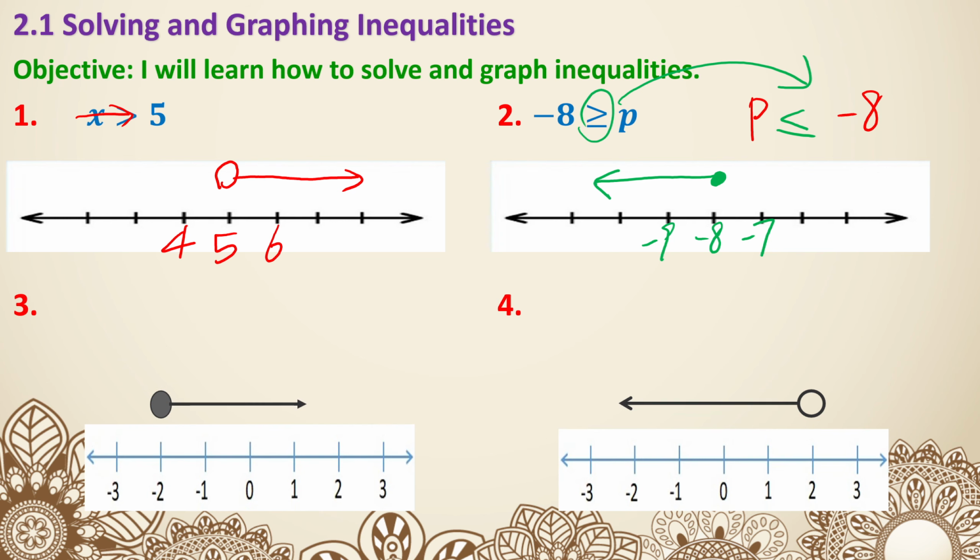Number 3 and 4, we're writing inequalities this time. So you see the number is -2. So x and -2 is pointing to the right, so it's going to be a greater than sign. And since it's a dot, we're going to have an equal. So x is greater than or equal to -2. Number 4, number is 2. We're still going to use x pointing to the left, so it's going to be less than. And in this case, it is a donut, so x is less than 2.